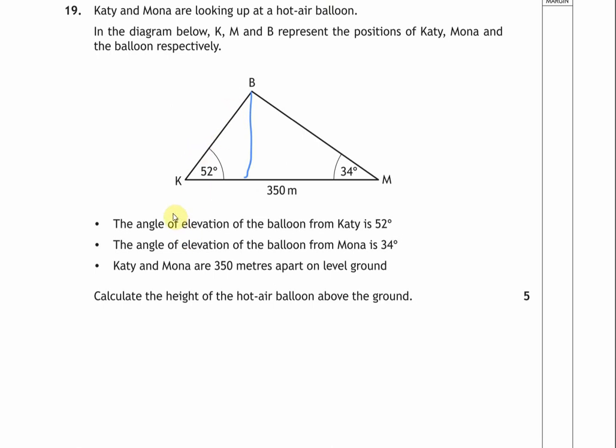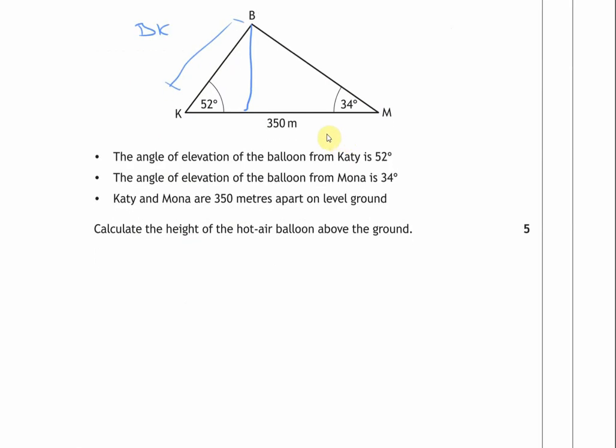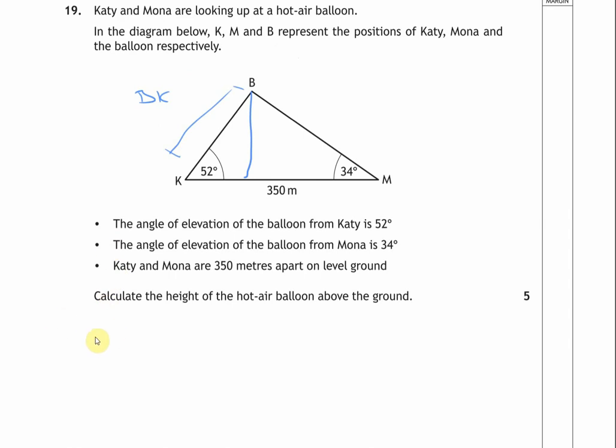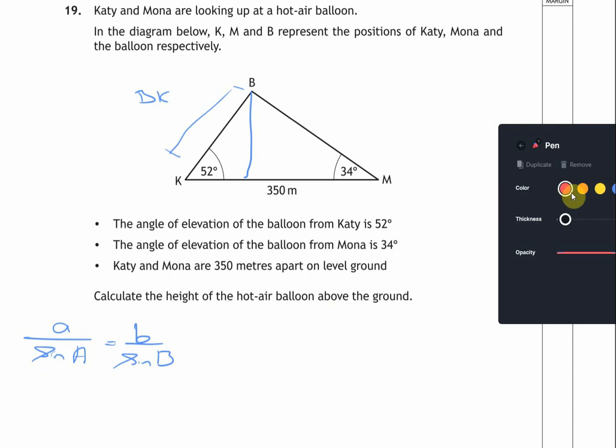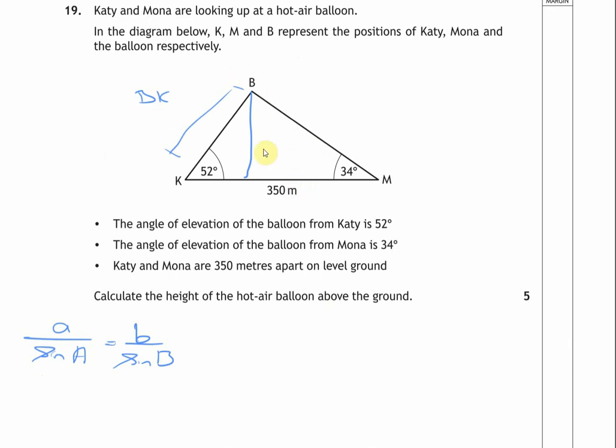What I would do is use the sine rule to work out this value here, the BK value. You could also work out BM and you would still get the same answer regardless. We'll use the sine rule: a over sine A equals b over sine B. Now we'll label our diagram. We'll make BK small a, which means capital A must be 34, and small b will be this value, 350, but the problem still lies in that we don't know what this is.